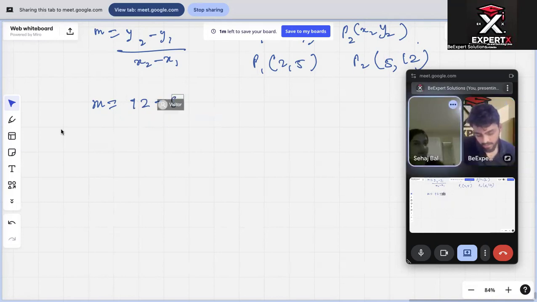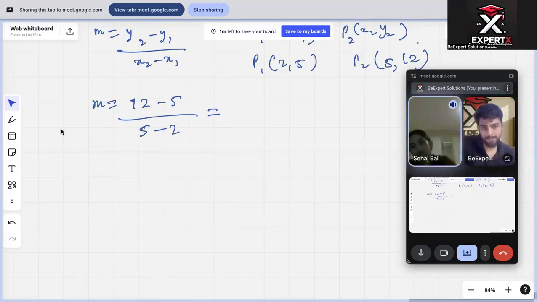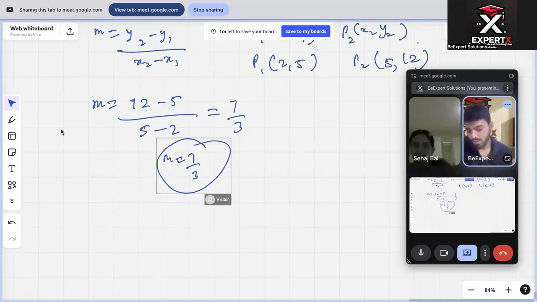Let me see. It is 12 minus 5 over 5 minus 2. What do we get for it? It would be 7 over 3. All right, that would be your slope. That's how you have to find out slope.